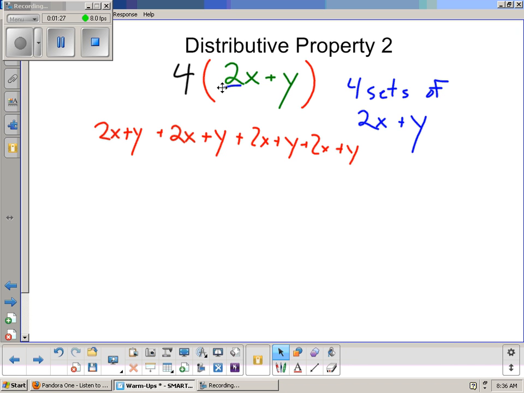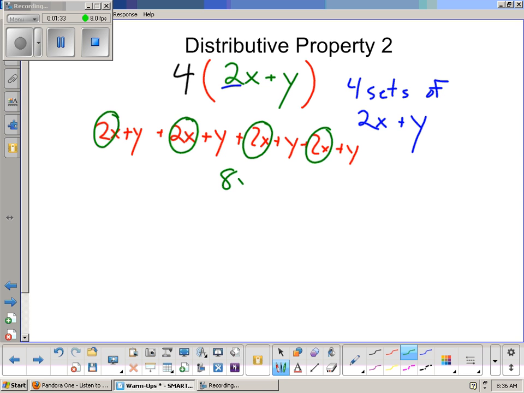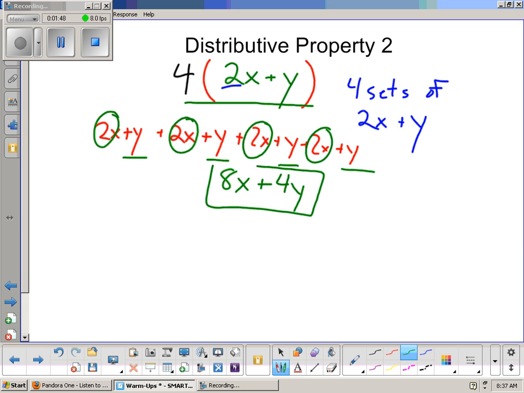So now I have 4 sets of 2x plus y. I can say, hey, I've got 2x's here, 2 more here, 2 more here, and 2 more here, which gives me 8x, and then I've got 1y, 2y, 3y, and 4y, which gives me 4y. So these 4 sets of 2x plus y are equal to 8x plus 4y, because that's exactly what I have.